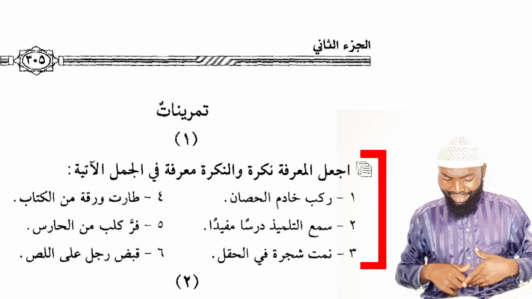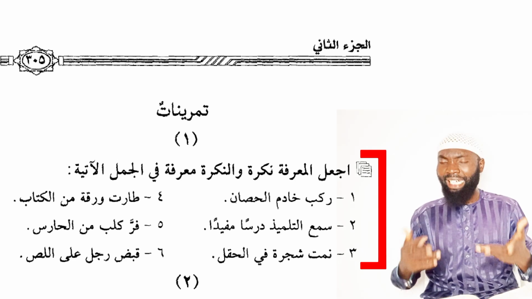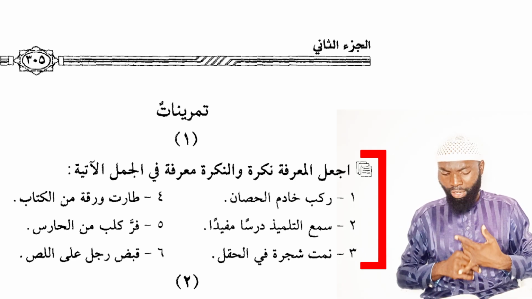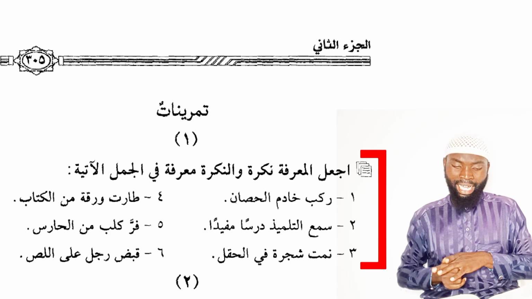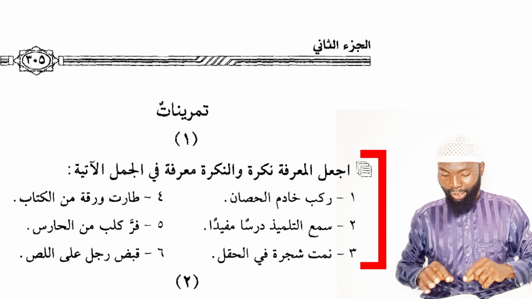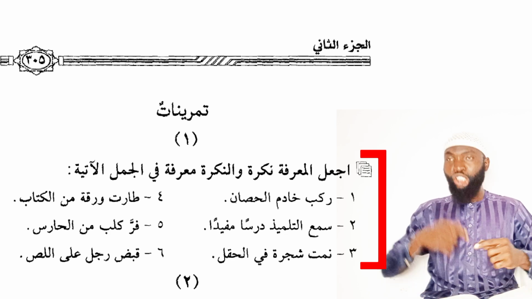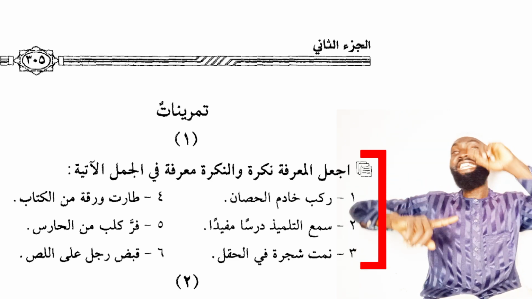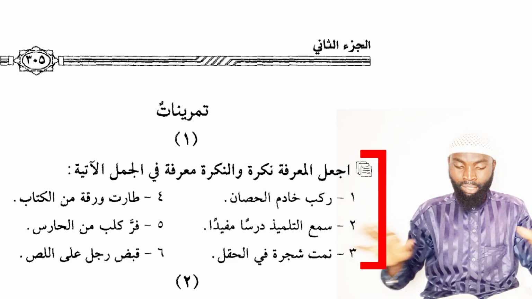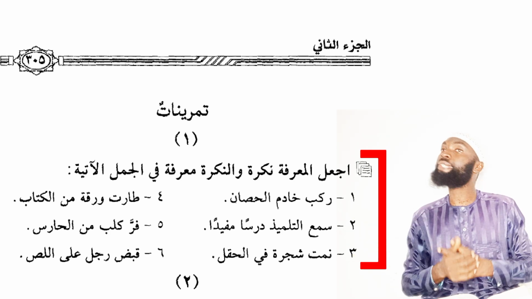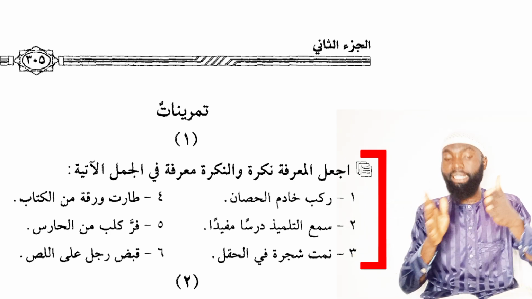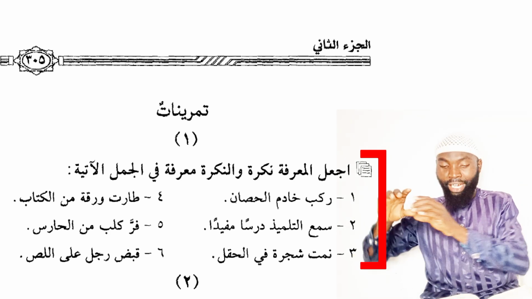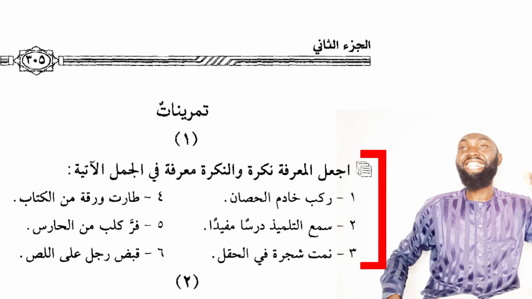The first exercise is tamrin al-awwal, ij'al al-ma'rifata nakiratan wa nakirata ma'rifatan fi al-jumal al-atiya. From the following sentences, you are to change the definite nouns into indefinite and indefinite into definite. Very easy. Number one, we have rakiba khadimun al-hisana. The servant rode the horse. So you can say rakiba al-khadimu hisanan.